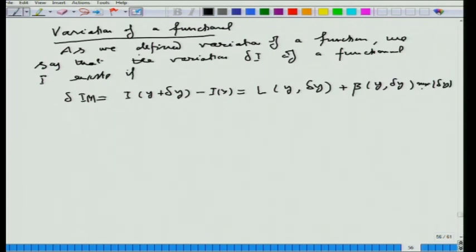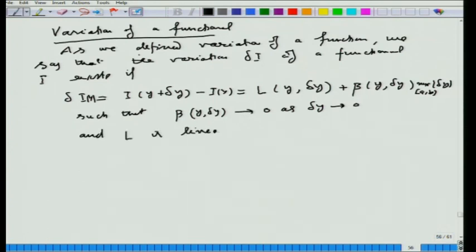This maximum is taken over the interval (a, b) where I is defined, such that this beta(y, delta y) tends to 0 as delta y tends to 0, and this L is linear in delta y. We will call this 7.1.